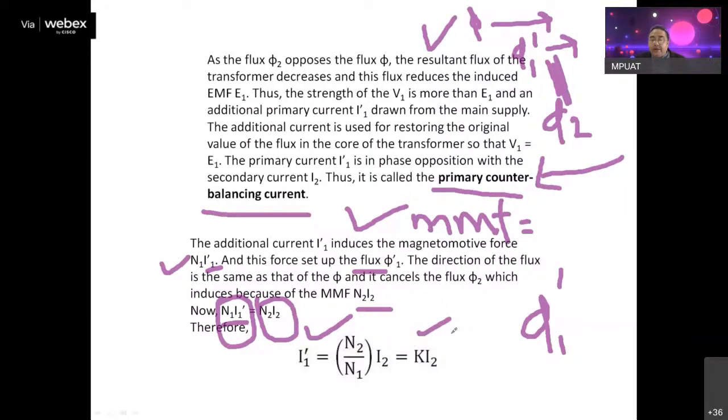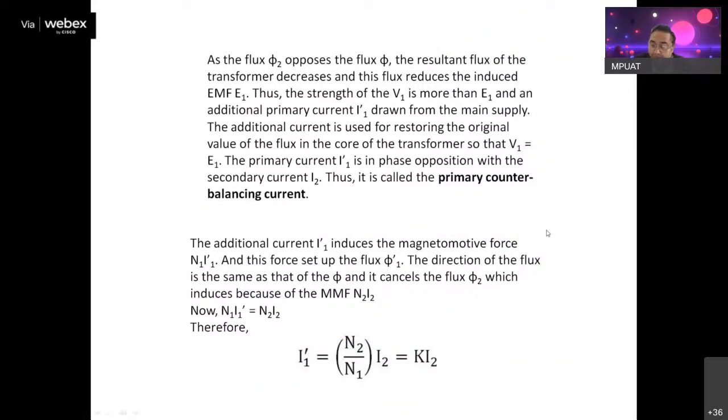Okay, so this relation you have to remember, that I1 dash is nothing but N2 over N1 into I2. Because the N2 over N1 turn ratio is a constant for any transformer, therefore we can also represent it by K into I2. But remember this, I1 dash, that is primary counterbalancing current, is equal to N2 over N1 into I2. तो magnitude कितना हुआ इसका? Magnitude N2 over N1 into I2. You can find out the primary counterbalancing current. Have you got this point? आपको यहाँ तक समझ में आ गया है? तो tell me. If not, then I can again explain this.